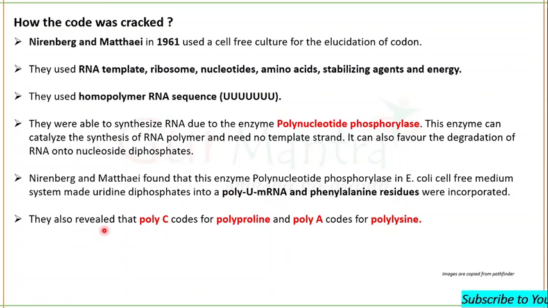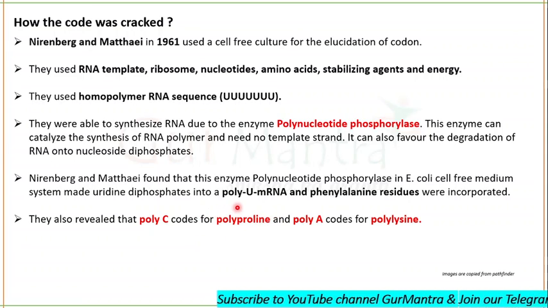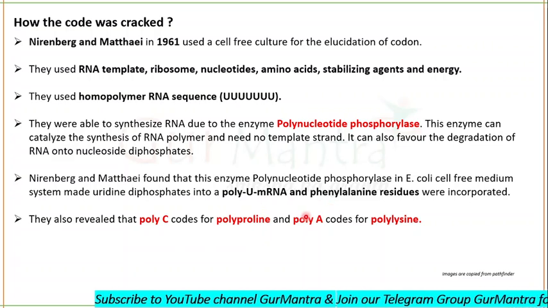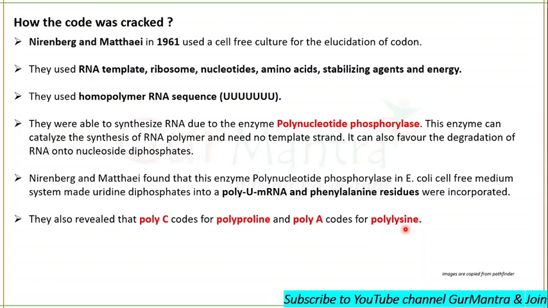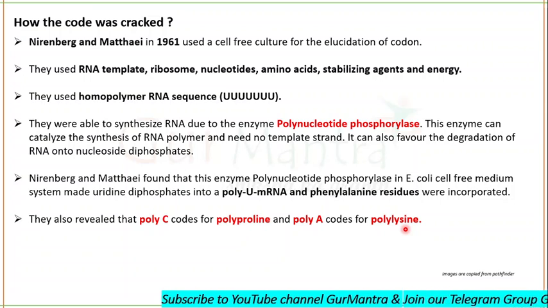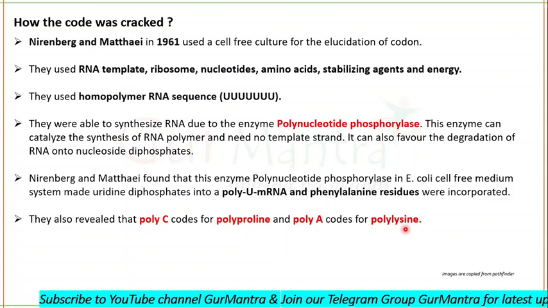Okay, they also revealed that poly C codes for polyproline. It means C is going to encode for proline. Poly A, like AAA, will be encoding for lysine. I hope you understand it now. Fine. Okay, that's how the code was first cracked. Nirenberg played a very important role.